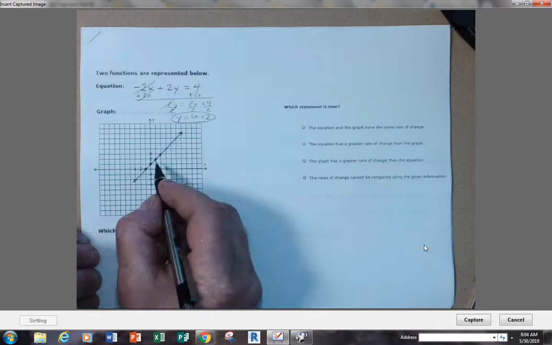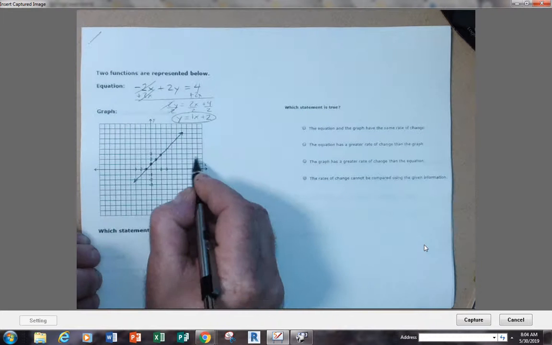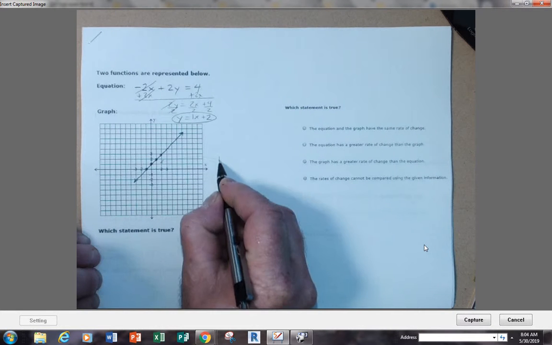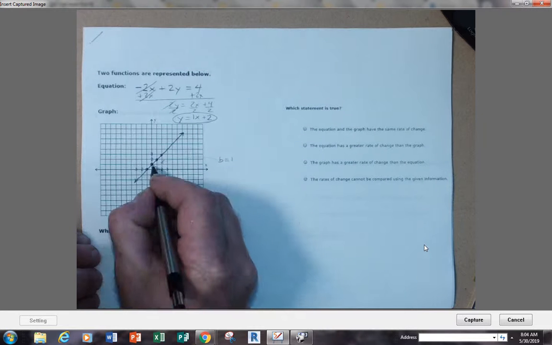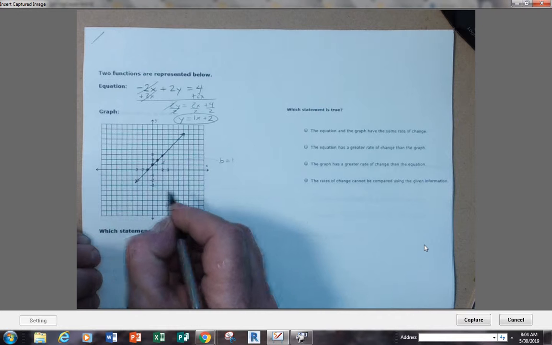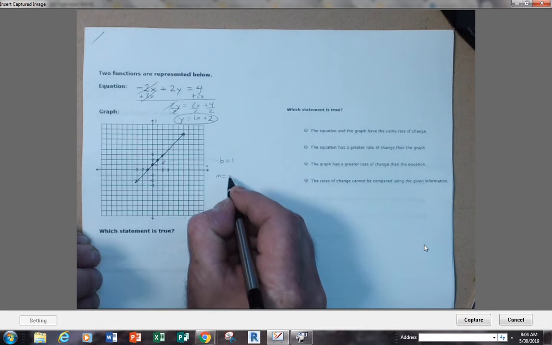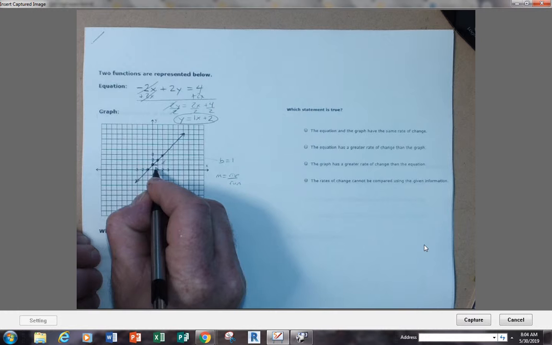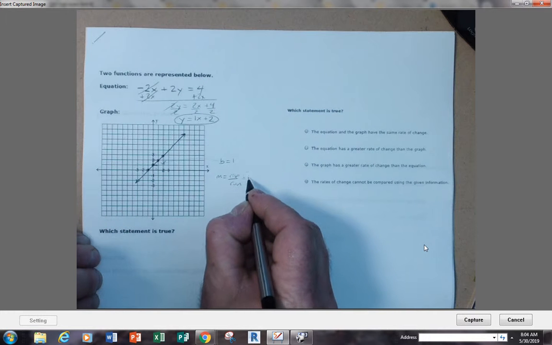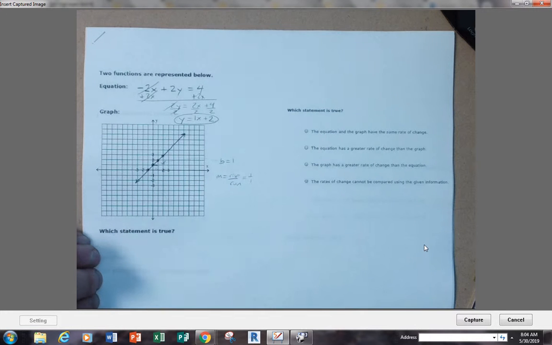Alright, the graph. This one has a y-intercept of 1. It has a slope of over 1, up 1, or up 1, over 1. That put into rise over run, if you remember. Going over 1, up 1. That number is my slope.